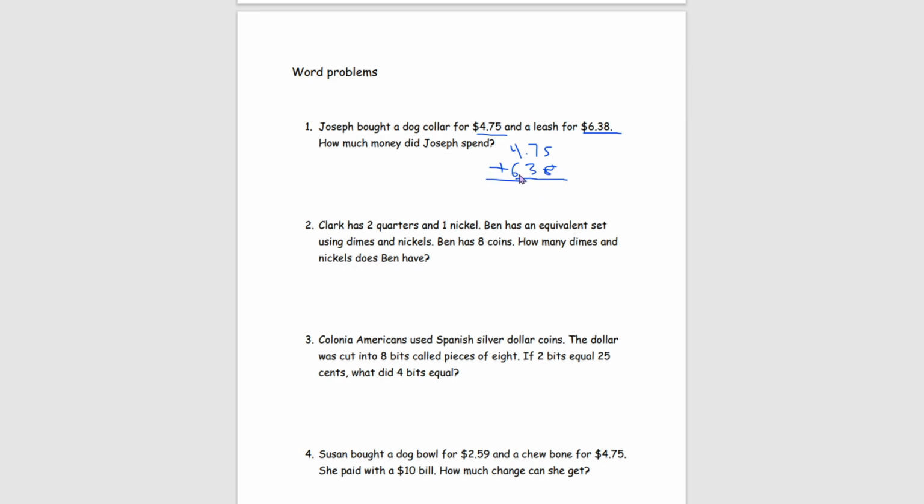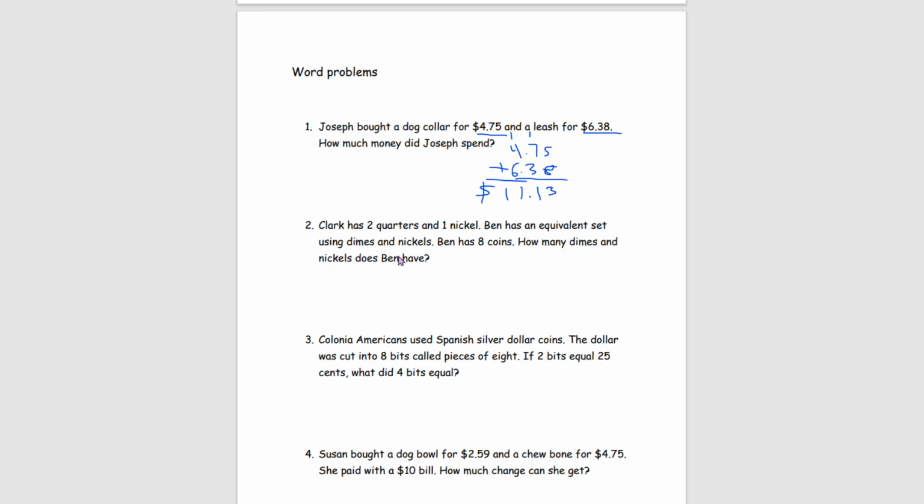And we're just going to add it like normal. So we get 5 plus 8, which is 13. So we get 3, carry the 1 over. 1 plus 7 plus 3 is 11. So we put in a 1, carry the 1 over. And lastly, we get 4 plus 6 plus 1 is 11. So we put 11 right here. And we can't forget about the little dot right here, so we gotta add it in the middle. So our answer for number 1 is $11.13.